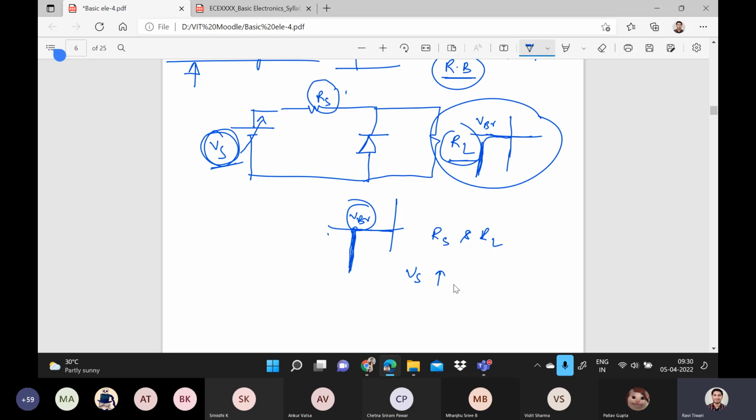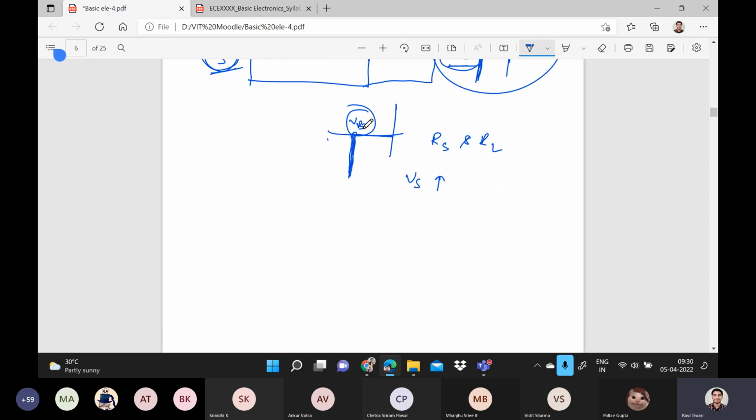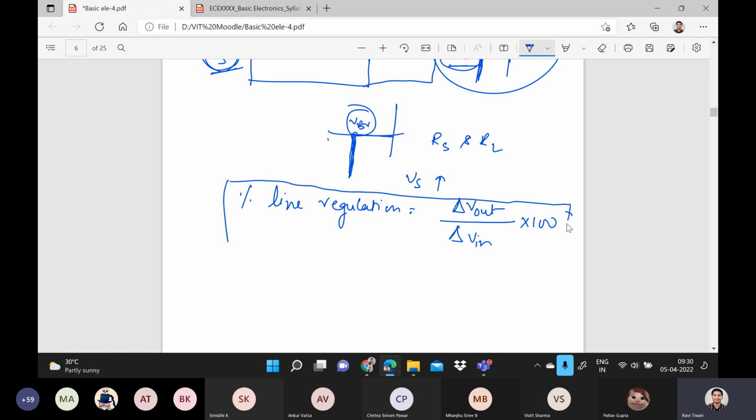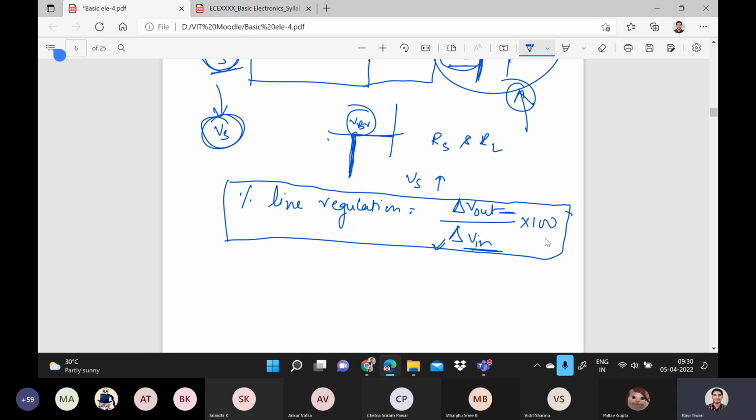So in that case, it will maintain the above minimum value, and the percentage line regulation you can find out is the change in Vout over the change in Vin, multiplied by 100. So if anyone asks what is the percentage line regulation, if you are changing the input voltage, because we are changing the source voltage, right? What is the change in the output across this one? That is the change in output voltage, multiplied by 100, will give us the line regulation.